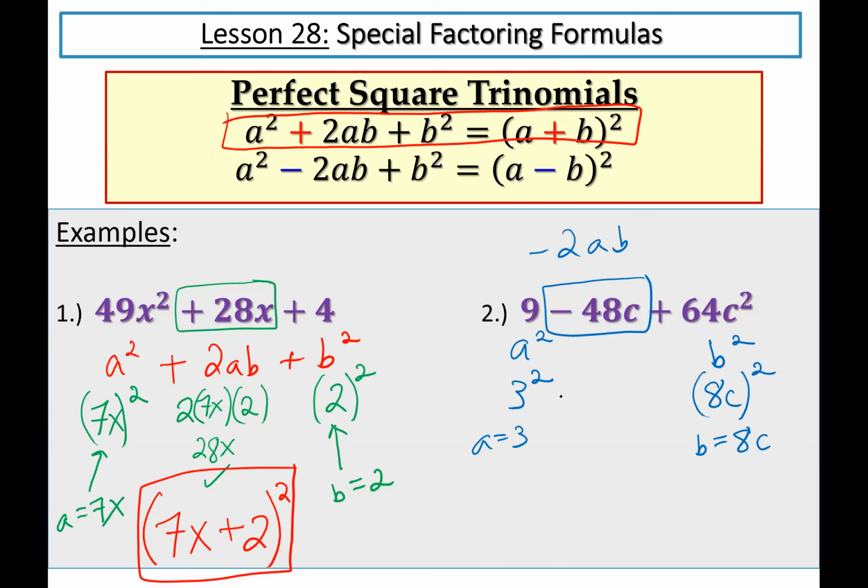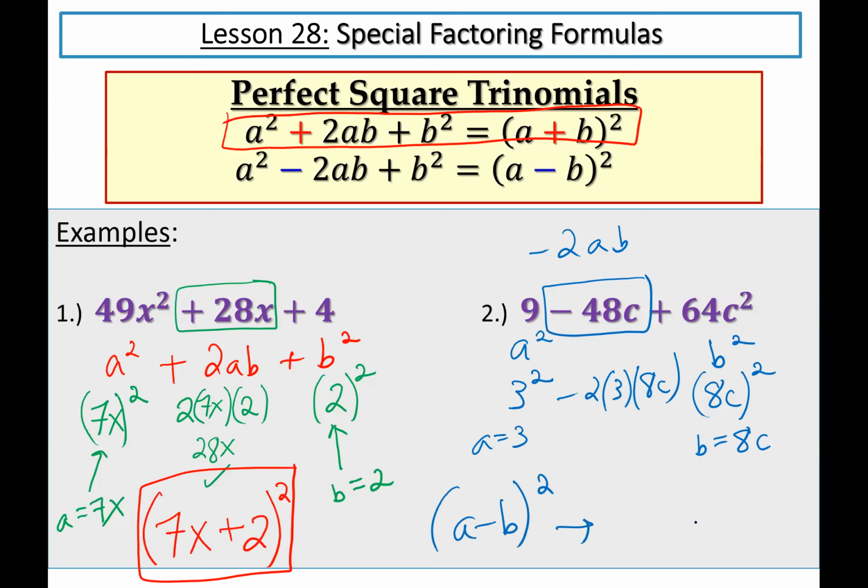Let's see. So minus 2 times 3 times 8c. I'm putting a minus sign just to model the actual problem here. That's the only reason. So let's multiply. 2 times 3 is 6. 6 times 8c, yes, that is 48c. Okay, so what I've just done here is make sure that this problem is set up for us to use the formula. So the formula says I can just write my answer as a minus b in parentheses squared.